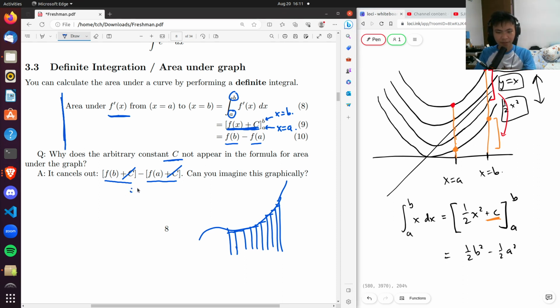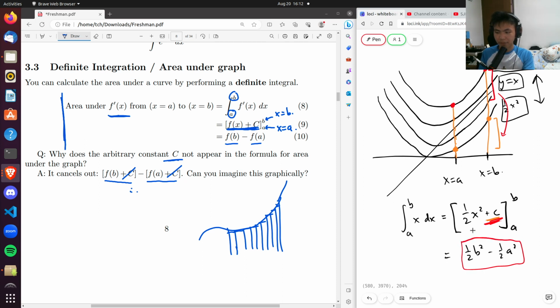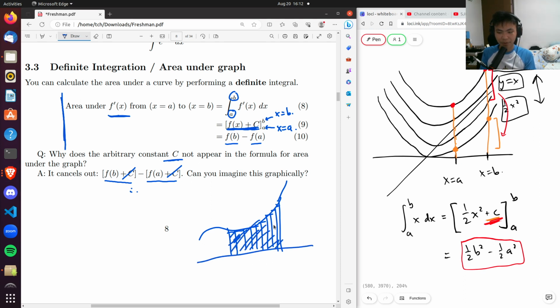So algebraically, we see that it cancels out nicely, but this is the geometric reason for why it cancels out, because adding this constant c just amounts to shifting the entire antiderivative graph up and down by a fixed constant amount, and that does not change the relative heights of the points on that graph. And when we take the area under a graph, it makes sense because the area under a graph should not depend on some arbitrary constant that we chose.